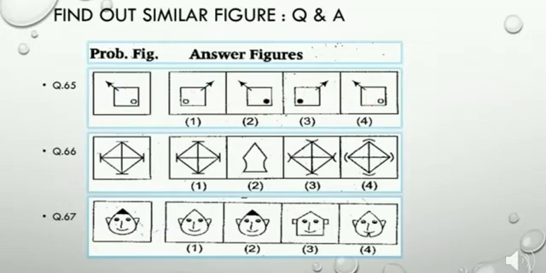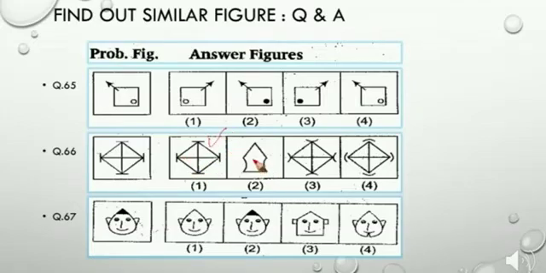Let's go to the subsequent question, which is question number 66. This is the problem figure given and there are 4 options given. We need to find which of the option is similar to the given problem figure. Let's check for this portion. At the center there is a straight line, there is another straight line. We need to check for this. It's available in option 1, it's fine.